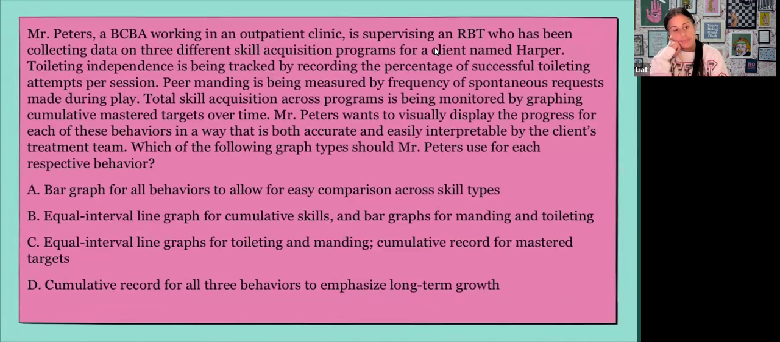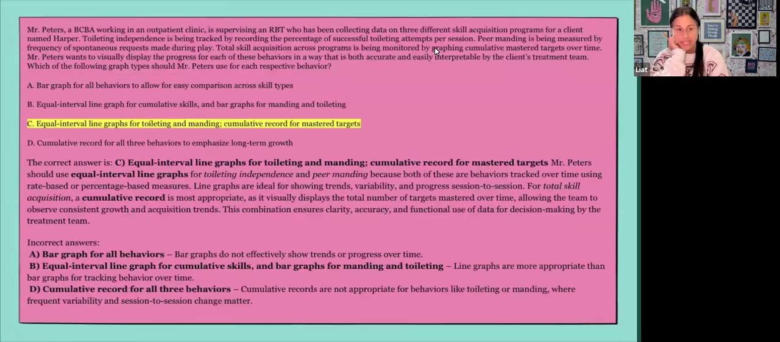All right, here you go. You can pause. All right, our correct answer is going to be C, equal interval line graphs for toileting and manding, cumulative record for mastered targets. All right, let's read the question together.